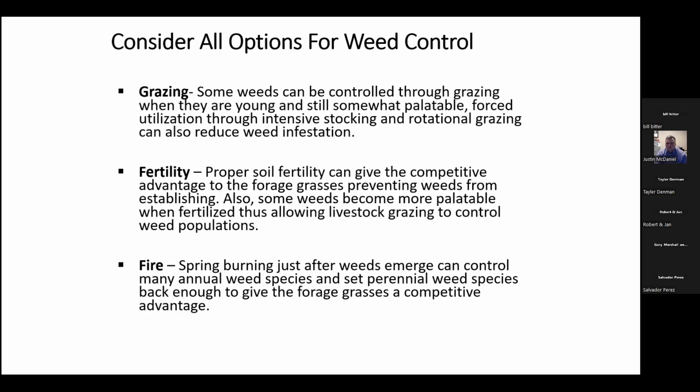Fertility is another one, like I said, that can give those desirable species a competitive advantage. An example of this would be broom sedge. Typically, broom sedge is something that can be controlled fairly easily with increasing fertility in Bermuda grass pastures. So again, using that rather than jumping straight to a herbicide option might actually be a better option for you. Fire is another potential option. If you have a pasture, you can do some spring burning just after the weeds emerge to help control some annual species as well.